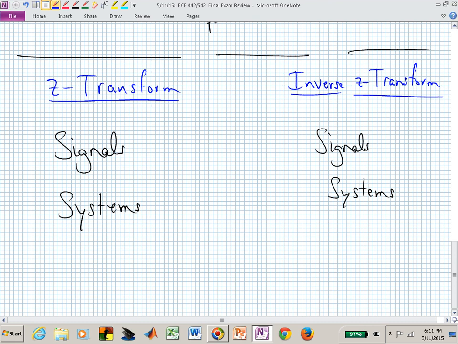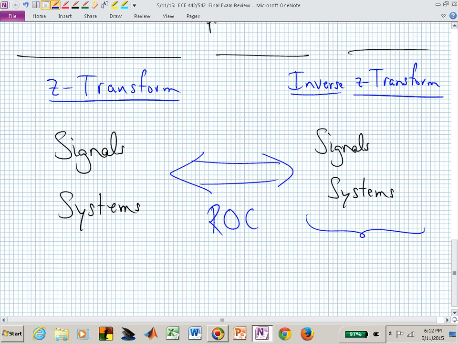If I give you a Z transform expression and I say, give me the time domain version of that, do you have enough information if I just give you the transform? What additional piece of information is needed? Yes, the ROC, the region of convergence. You need to know where this transform is defined, in what region of the complex Z-plane.